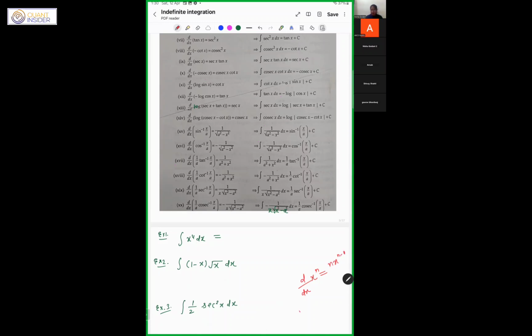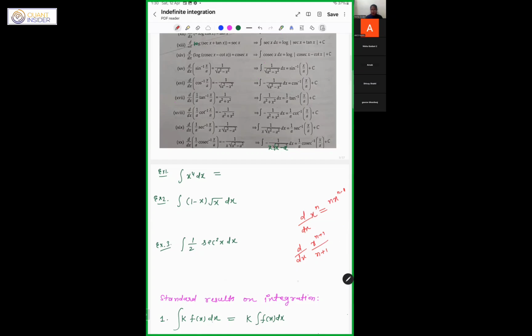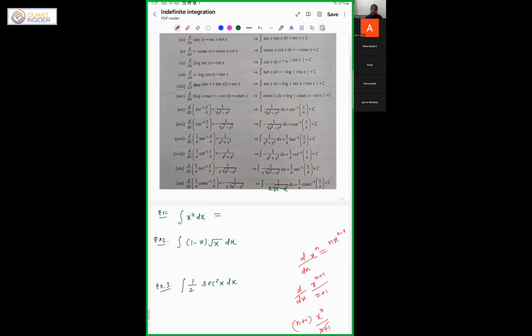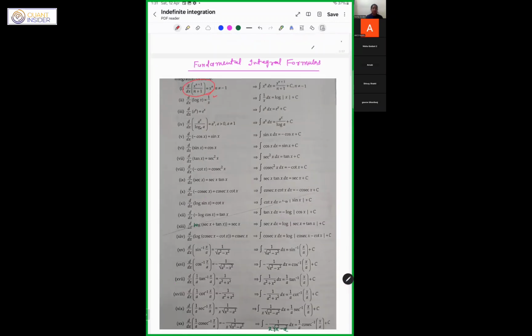Similarly, if you differentiate x to the power n plus 1 upon n plus 1, what does it give? n plus 1 x to the power n, one power will be reduced, and the n plus 1 in the denominator will be as it is. So this n plus 1 cancels out, and you have x to the power n. So it is given in this first formula. Differentiation of x to the power n plus 1 upon n plus 1 is x to the power n. Keep in mind n is not equal to minus 1.